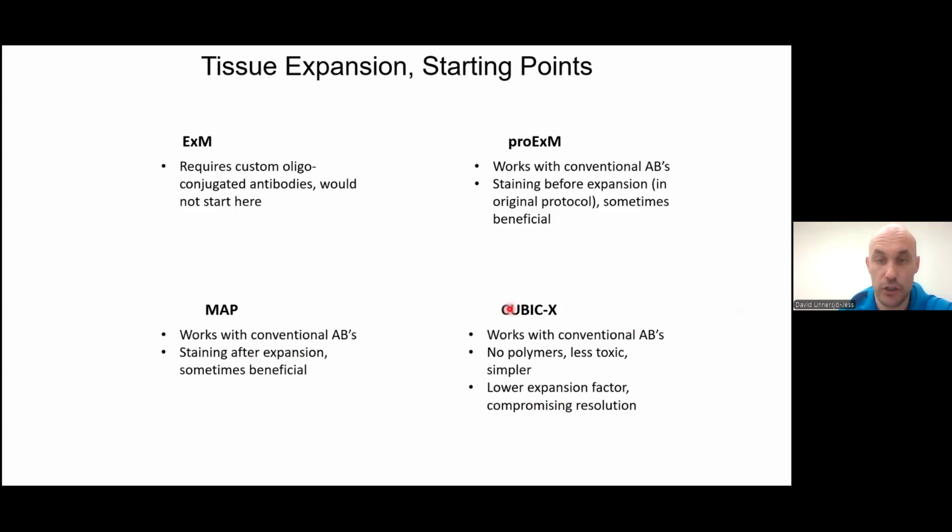I have not tried the CUBIC-X protocol actually, but I have tried other ways of sort of slightly expanding your sample, just 30, 40, 50% or so. And this is, of course, nice because it's much simpler, less toxic, and it's also easier to image these samples. So this is something to consider, that if you just need to push your resolution a little bit, maybe you don't want to go for this 5x expansion immediately.